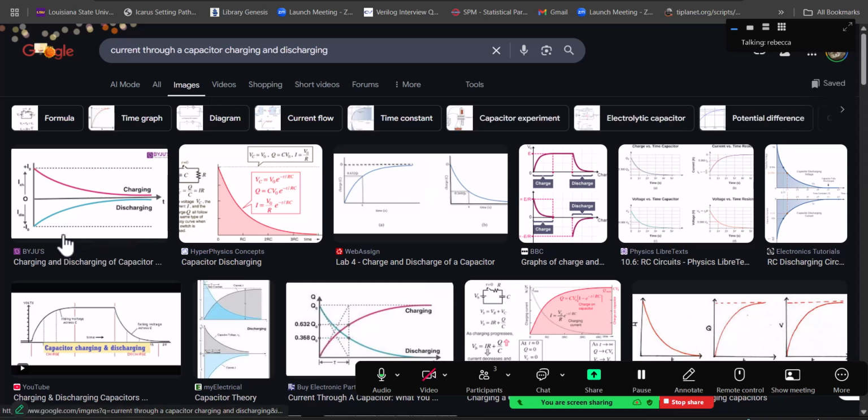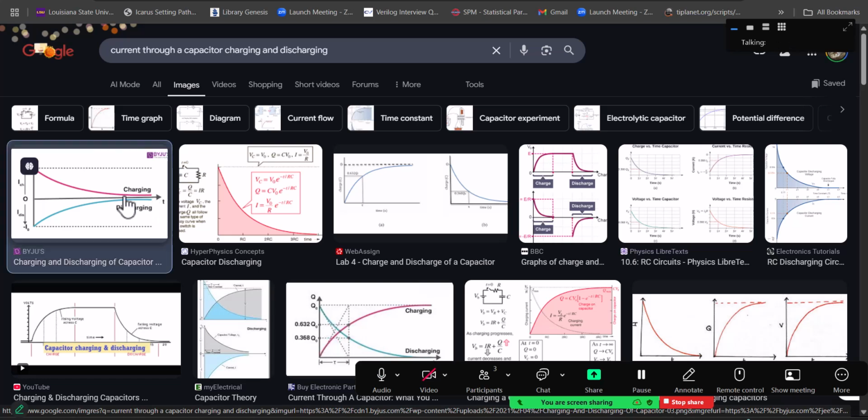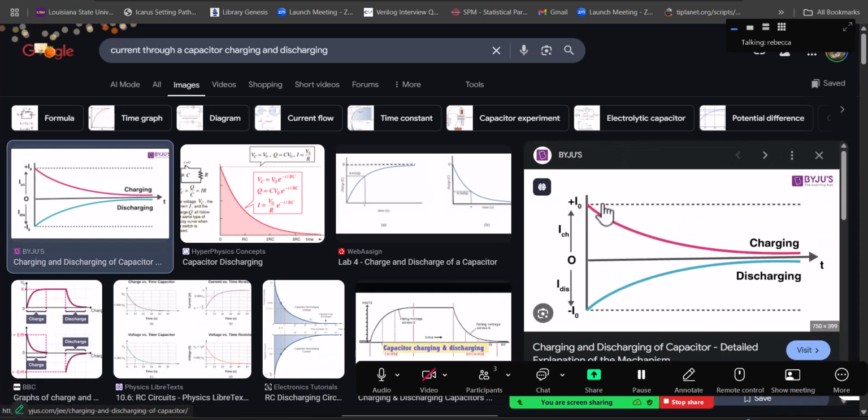So the upside down, like right here. So this is charging, this is discharging. In both instances, they're going to 0. In absolute value, they look the same. The reason they're negative is because charging the current is going one direction, discharging the current is going the other direction.